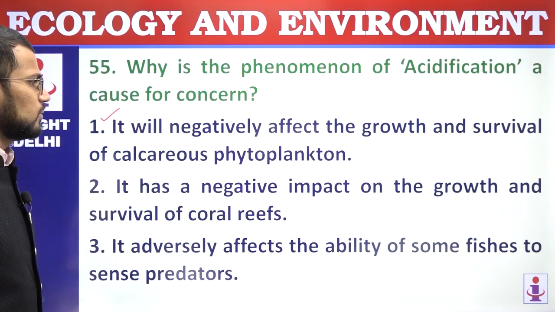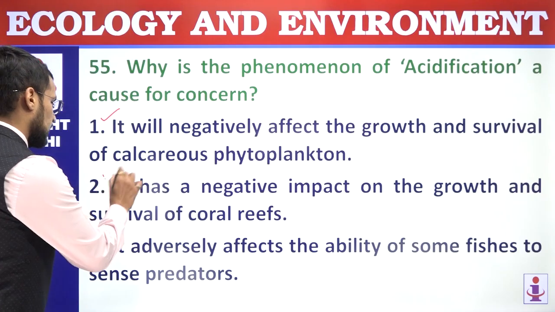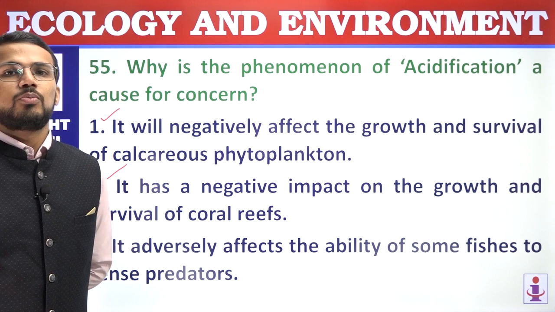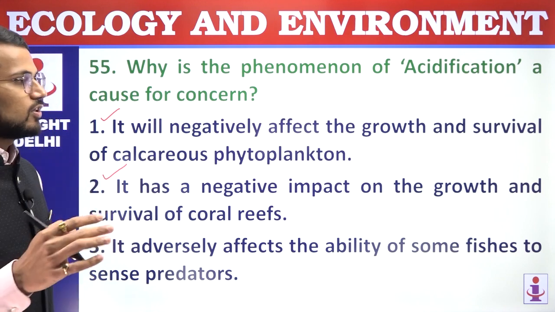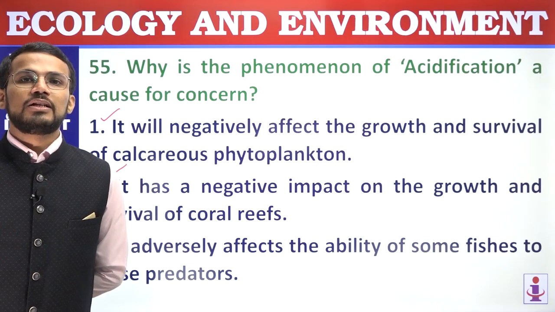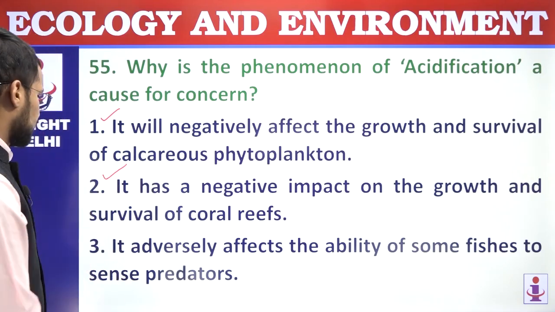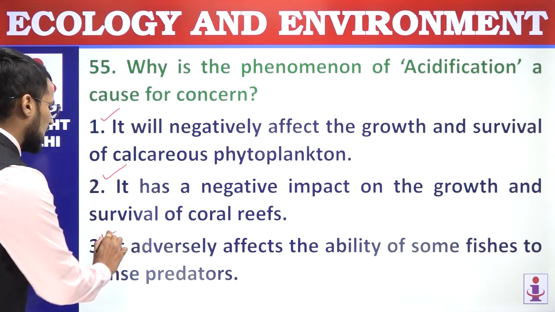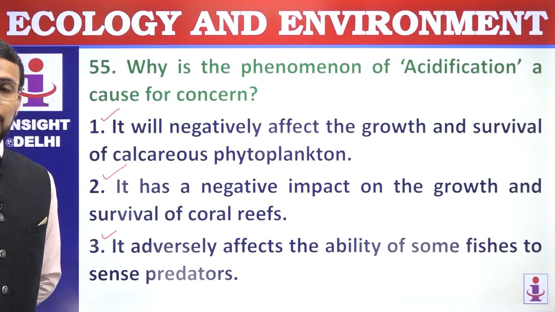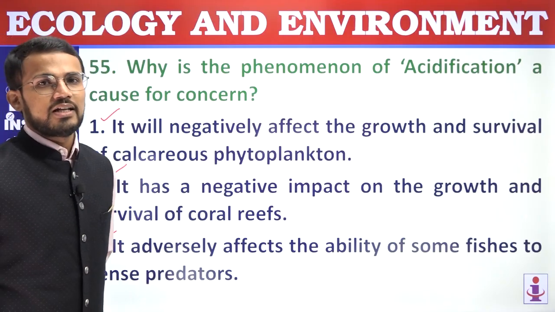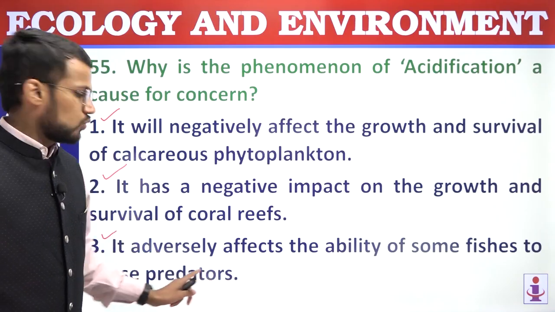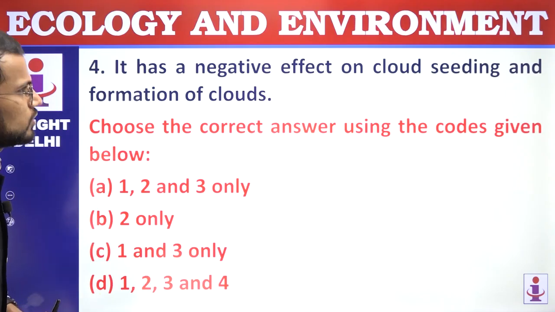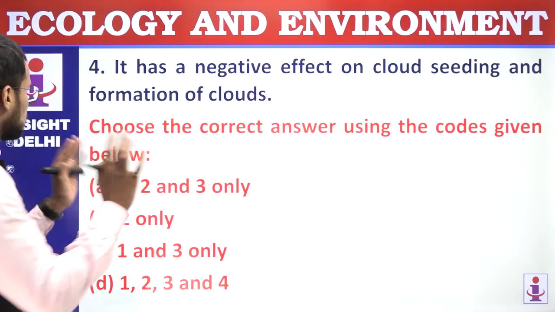Second, it has negative impact on the growth and survival of coral reefs as well. Correct statement, because the skeleton of corals is made up of calcium carbonate, and in case of acidification there is lack of availability of calcium carbonate. Third, it adversely affects the ability of some fishes to sense predators. Right, so with acidification there will be change in the chemistry of water, and if chemistry of water is affected, there will be impact on fishes to identify their predators. Fourth, it has negative effect on cloud seeding and formation of clouds. Now this is also correct.